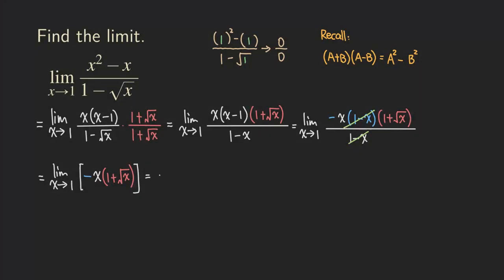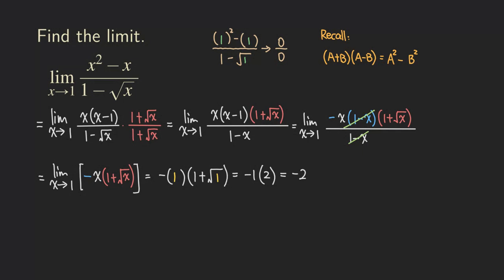So we get minus, and then 1 plus the square root, and now all the x's will be replaced by 1, because we're substituting the 1. We're doing a direct substitution right now. And then what happens? We have negative 1, and then there was a 1 plus 1, so we are getting negative 1 times, what is that? That's 2. So we are getting negative 2 as the final answer.